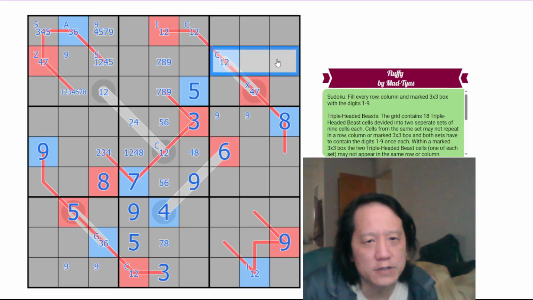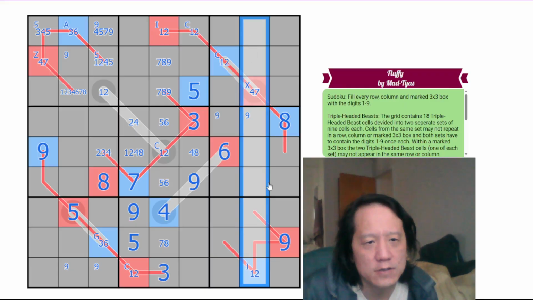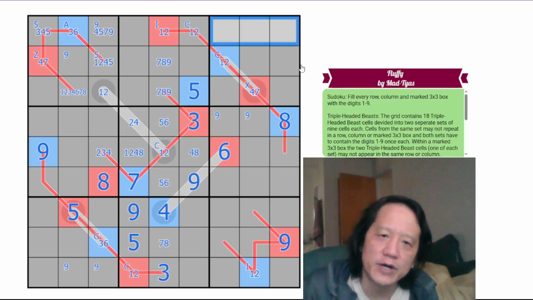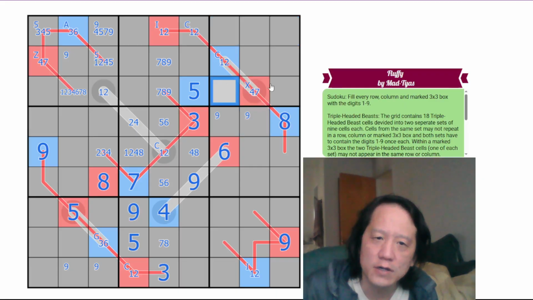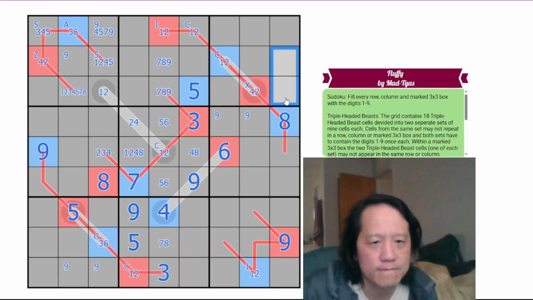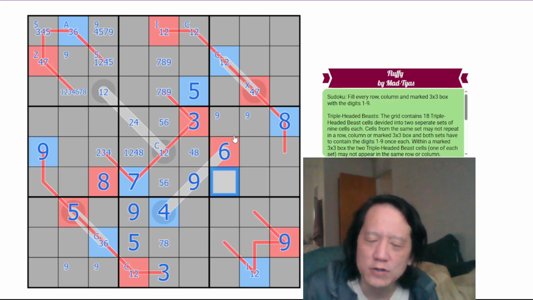Oh, interesting. I didn't notice that. But C and I both see this cell. So 1 and 2. So where's I in... Where is I in box 3? I can't be here. I can't be here. I is one of these three. That's not helpful.